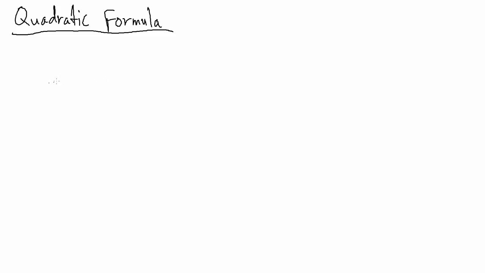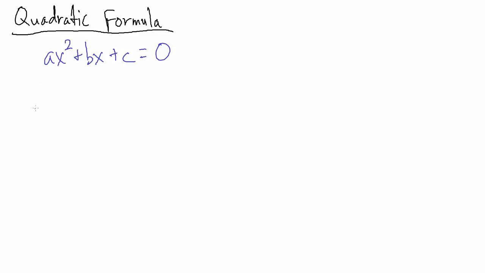In this video, we're going to explain where the quadratic formula comes from. So remember that we have to complete the square in order to do this. The quadratic formula gives us a solution to the general quadratic equation, ax squared plus bx plus c equals 0, where a, b, and c are any real numbers and a is not 0.